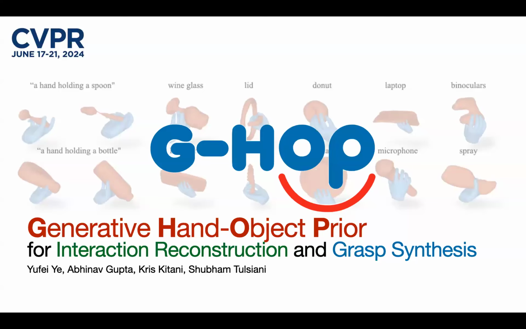All right. So this is another paper that we'll be presenting at CVPR this week. It's called GHOP. This logo should be funny to you if you're in the US. Otherwise, it makes no sense. GHOP stands for Generative Hand Object Prior for Interaction Reconstruction and Grasp Synthesis. This is work with Judy, Abhinav, myself, and Shubham at CMU.